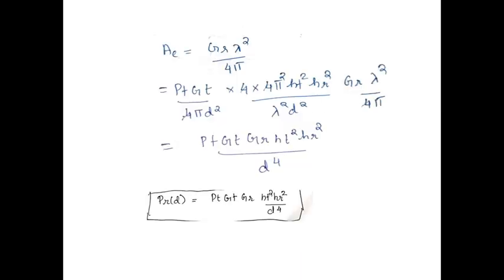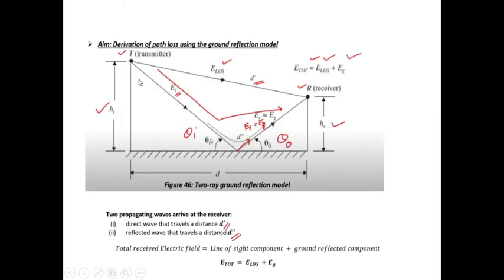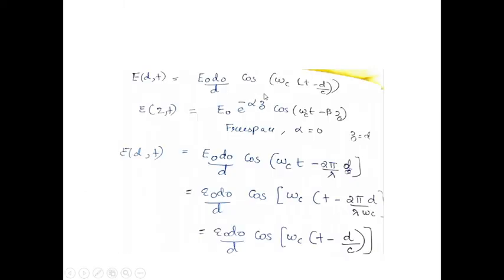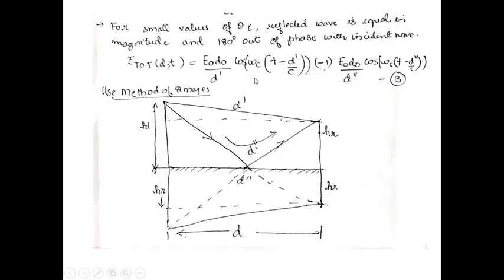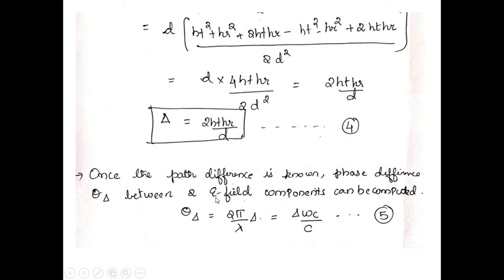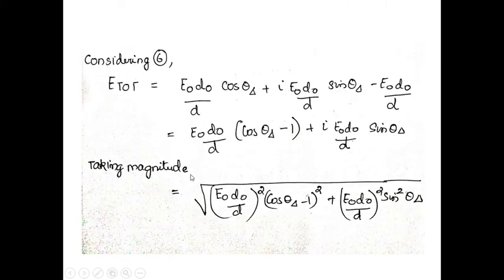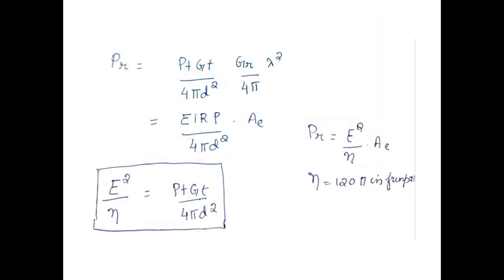So these are the methods by which we find out the received power. In the ground reflection model, basically we have considered two rays, that is the incident ray and the ground reflected ray, D dash and D double dash. In the first case, we have used the method of images and then derived the expression for the path difference delta by using the Taylor's approximation. Then we have written the expression for the phase difference. Then the total electric field expression was found out. Then after that we proceeded to find out the received power.